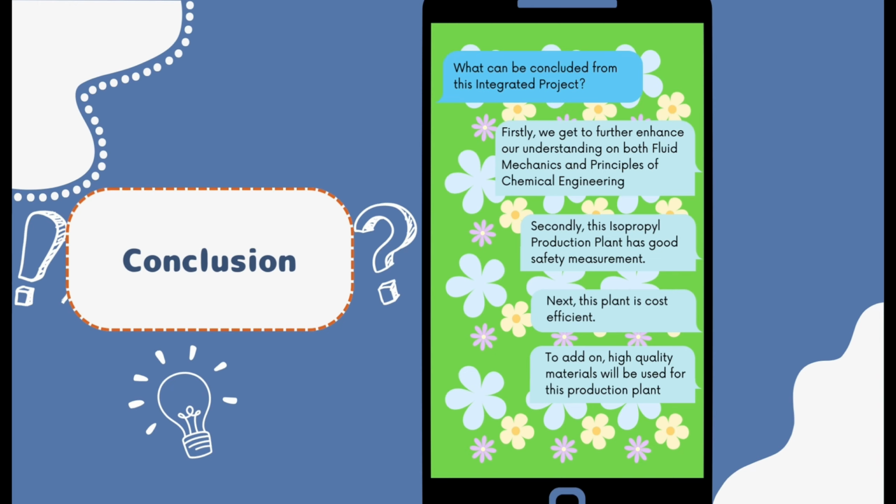Next, this plant is cost efficient. As previously mentioned, we found ways to reduce the cost. For example, we reduce unnecessary waste of pipeline lengths. Finally, we use high quality materials in order to satisfy public and all corporate needs for isopropyl alcohol, but most importantly for the efficiency and quality of isopropyl produced.